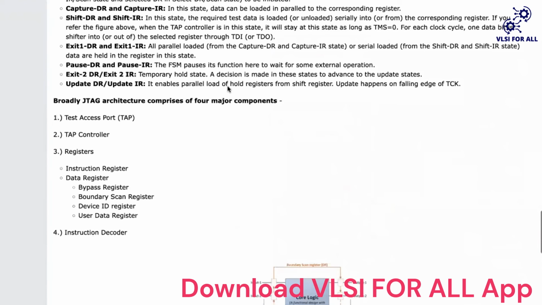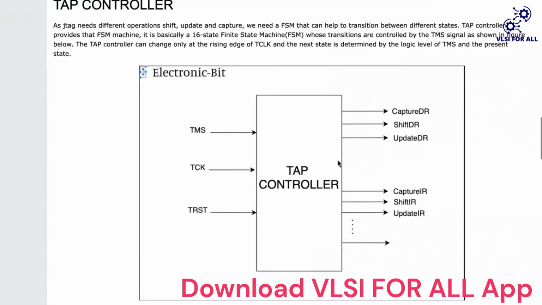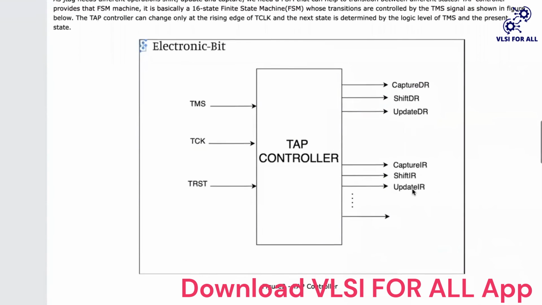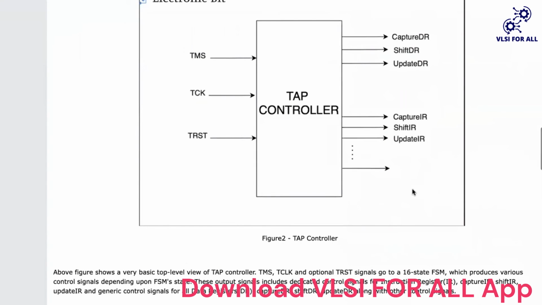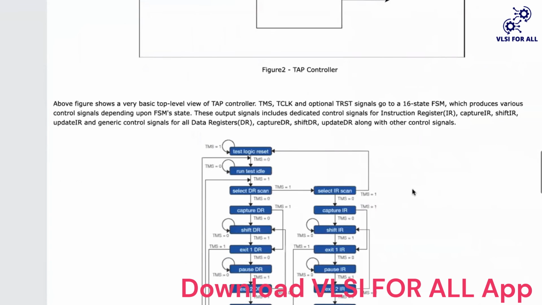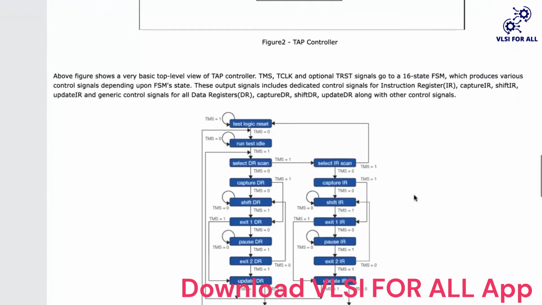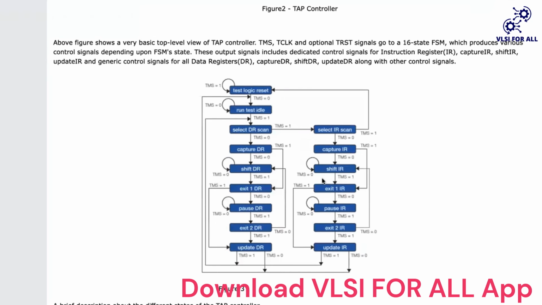So just when we were covering the TAP controller, we just touched upon what this GR is, what this IR is. Now we will try to understand this FSM in full depth. So what is this FSM actually? What is this doing? This FSM consists of 16 states. If you count the number of states, it will be 16.